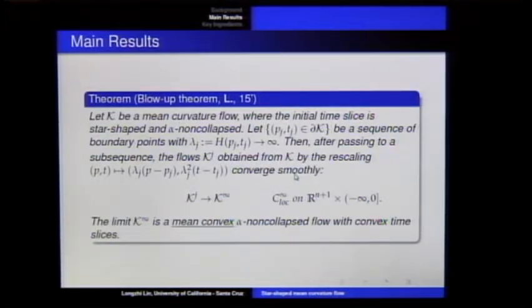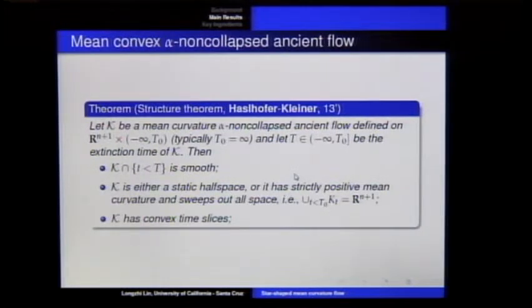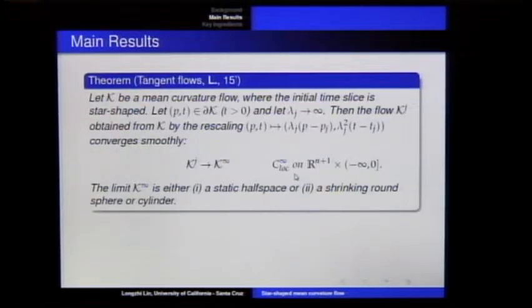For the mean convex alpha non-collapsed flow, Haslhofer and Kleiner already have some classification or some structure theory for the mean convex, say, ancient flow. So they prove that for an alpha non-collapsed ancient flow that is mean convex, every time slice has to be convex. So that's coming from the convexity estimates. And you actually sweep out all the space. Okay, so that's the blow-up.